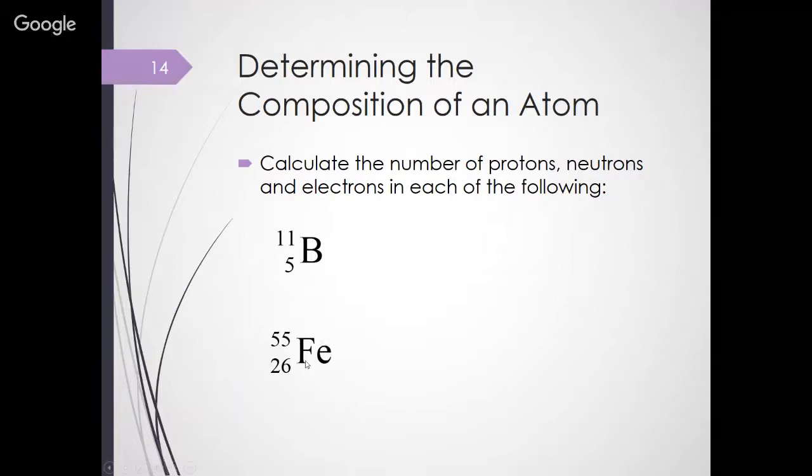Same thing for iron. So iron is element number 26. The 26 tells us the number of protons. Also, because there's no charge, it tells us the number of electrons. Those numbers are the same. This is our mass number, so this tells us the total number of protons and neutrons. So if we subtract 55 minus 26, we see that there are 29 neutrons. So iron has 26 protons, 26 electrons, and 29 neutrons.